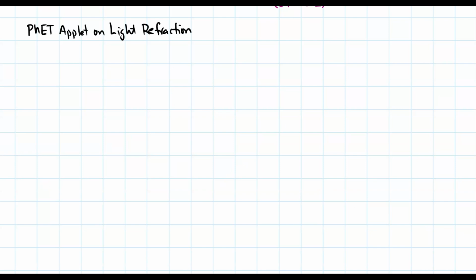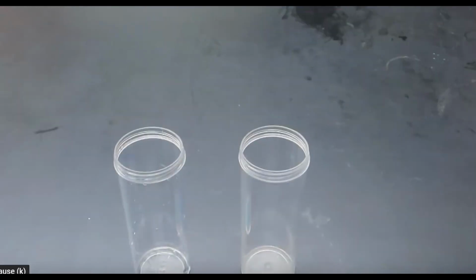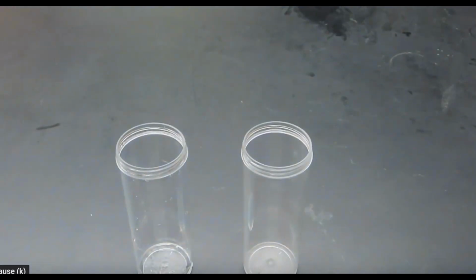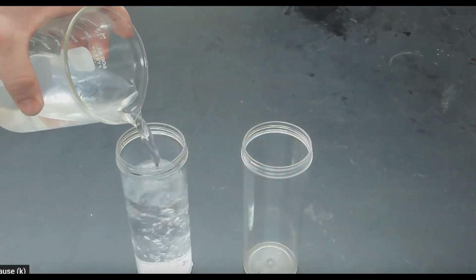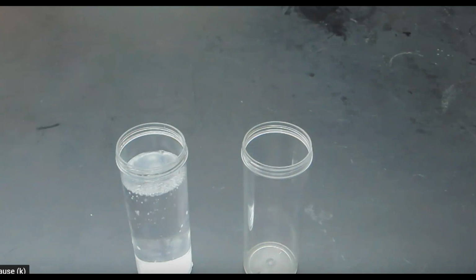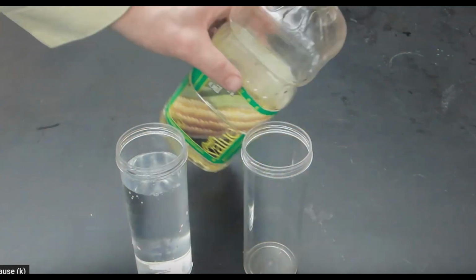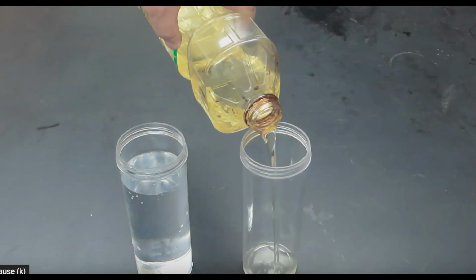Before moving on to the details of the index of refraction, I want to first do a demonstration. This experiment is going to start with two containers. The first container I'm going to fill up with water, most of the way up. There we go, that's about right. And in the second container I'm going to use corn oil, about the same amount.